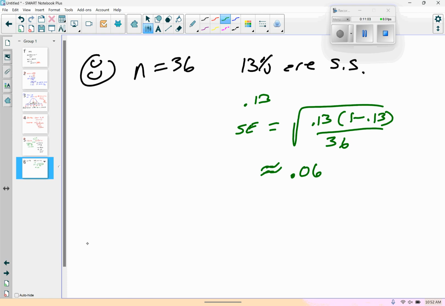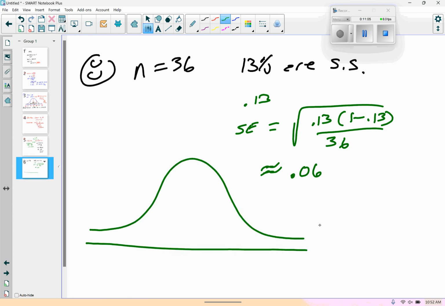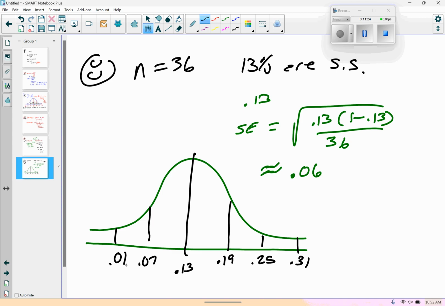So if we were to draw our sampling distribution based on this, let's pretend I can draw really well. That means that 0.13 here is 13%. So that's 0.19, that's 0.25, that's 0.31. Go the other way, that's 0.07, 0.01, negative 0.05. Oh, we got a negative. How do we have a negative percent? I guess we don't, but okay.